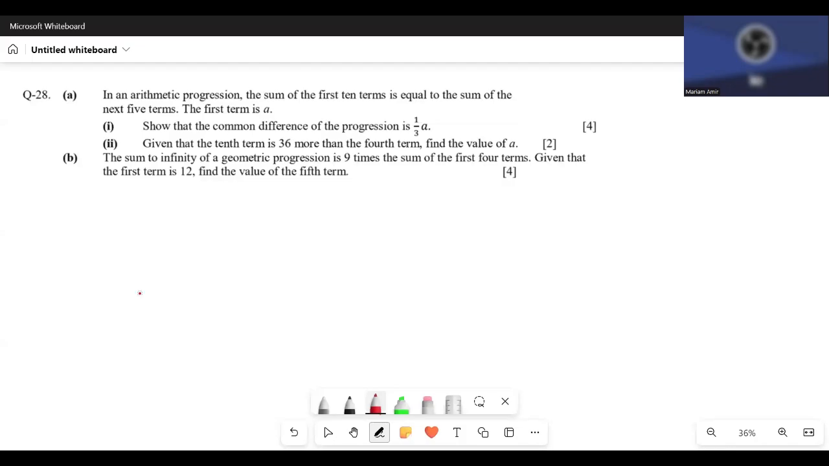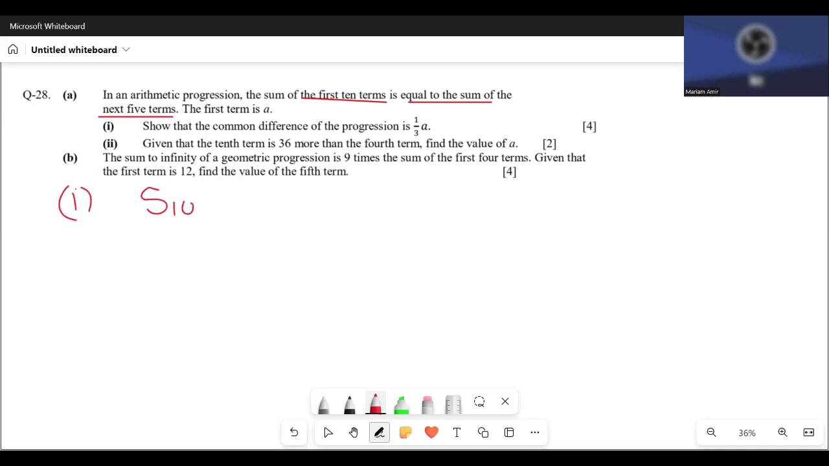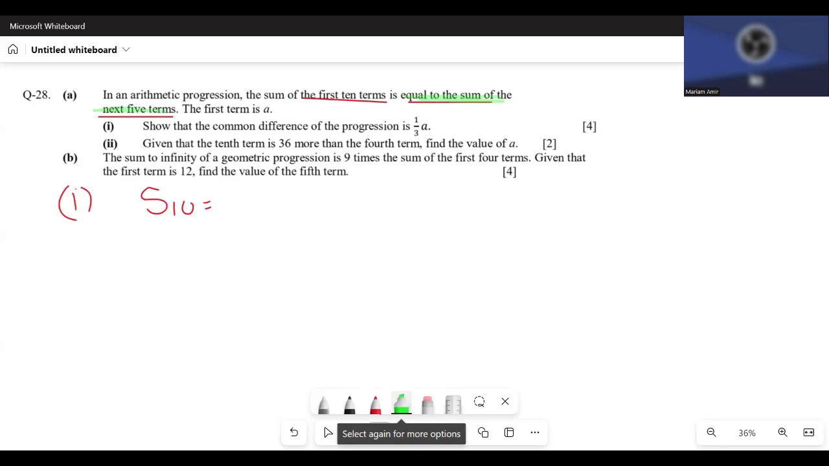Next question: in an AP, the sum of the first 10 terms is equal to the sum of the next 5 terms. The first term is a. Show that the common difference of the progression is 1/3 of a. Okay, so it says S10 is equal to the sum of the next 5 terms. Let's quickly analyze what this means.